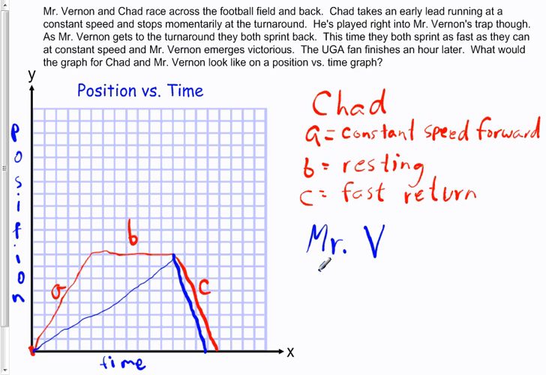For Mr. Vernon's, it's just an A and a B. A is slower forward than fast return.